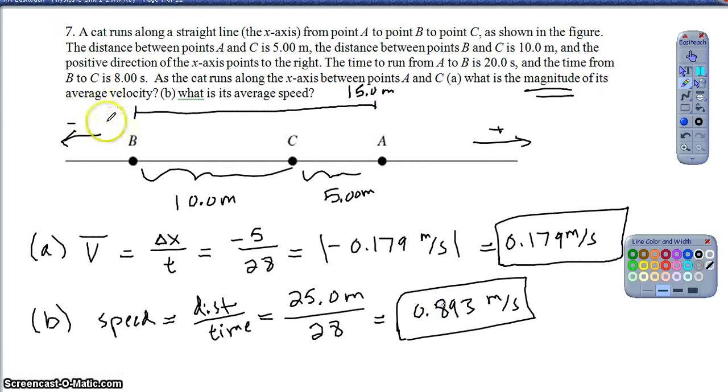Okay, so example 7 here, question 7, hopefully a very good one to illustrate the difference between average velocity and average speed, and to get us thinking about directions and magnitudes and things like that. So hopefully this one wasn't too bad.